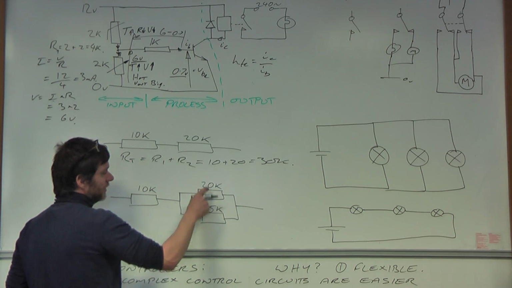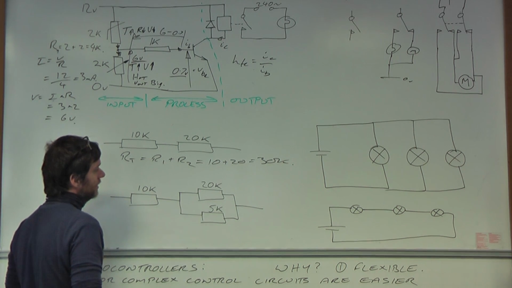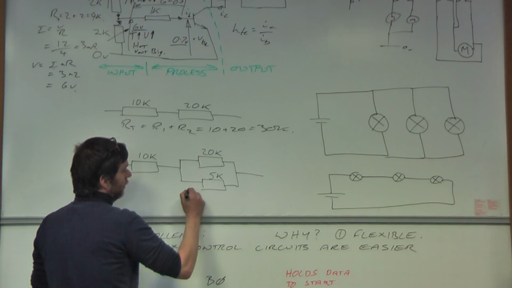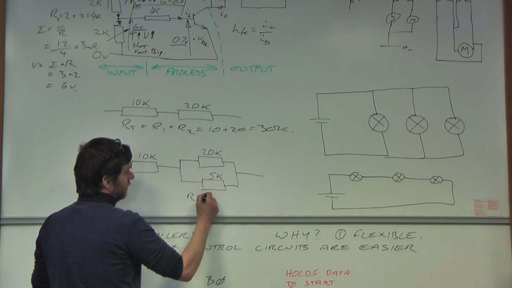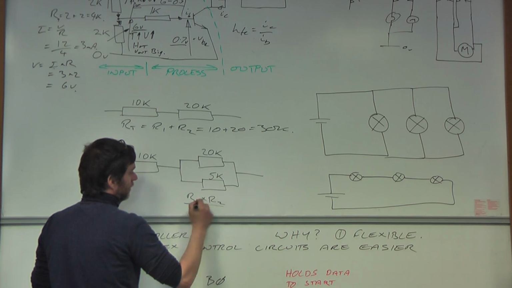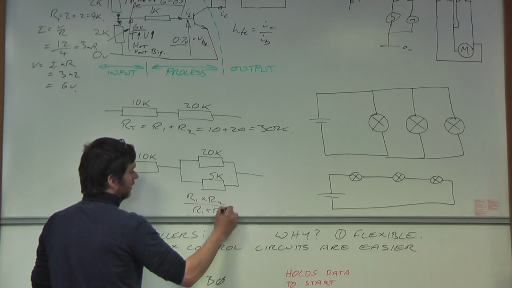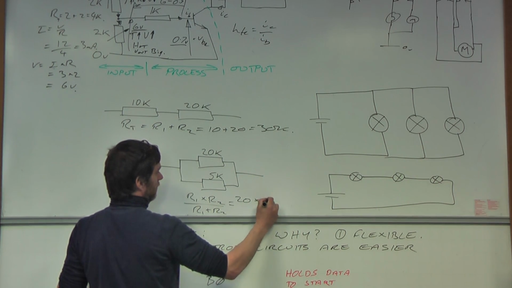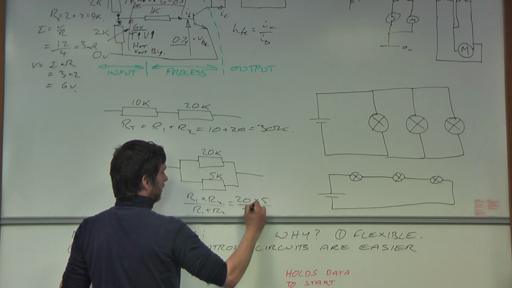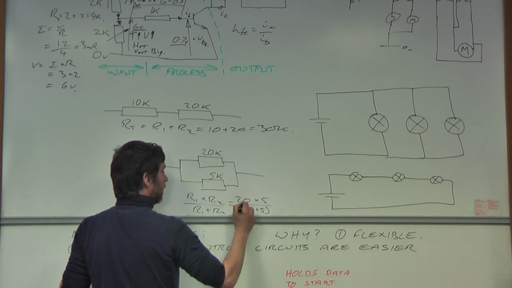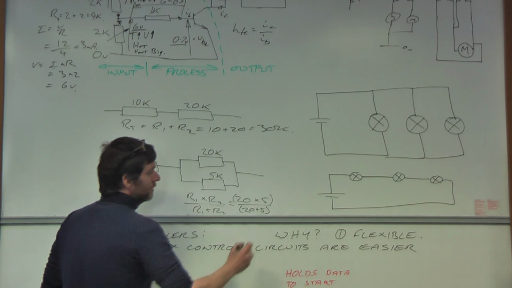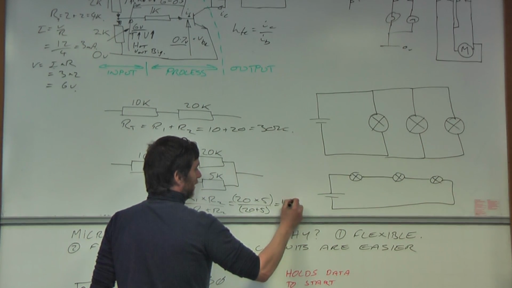To calculate the resistance of these two, there's two ways of doing it. The product over sum: R1 times R2 over R1 plus R2. It doesn't matter which order you do them in, so it's 20 times 5 over 20 plus 5. When you're doing it on your calculator, do the intermediate steps, or you'll go wrong.